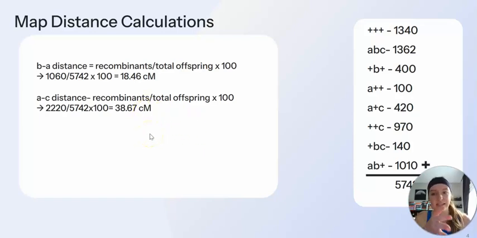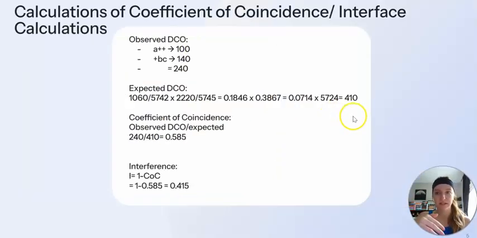The B to A distance is the recombinants divided by the total offspring times 100. So 1060 divided by 5,742 times 100 equals 18.46 centimeters. And then the A to C distance is the same equation: the recombinants divided by total offspring times 100. So you get 2,220 divided by that same number, 5,742, times 100, which equals 38.67 centimeters. So now we have our map distance calculations.